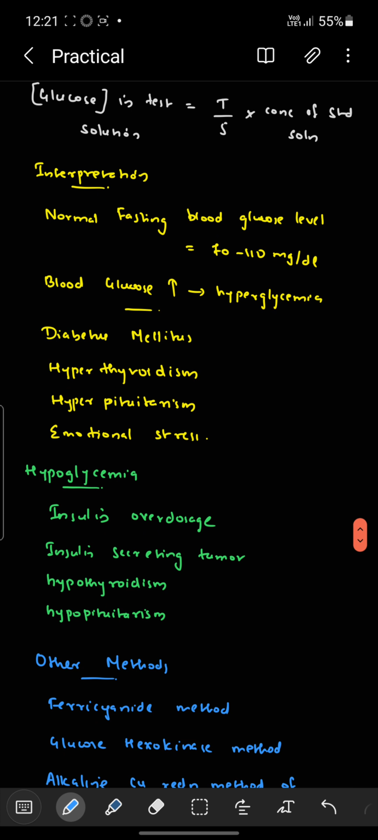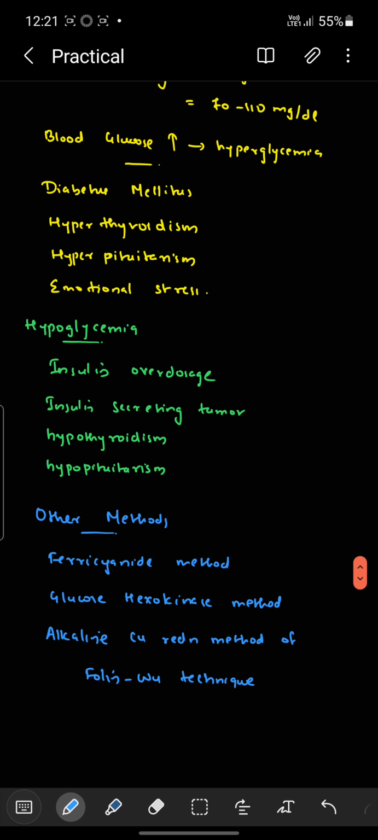A decreased level of blood glucose is found in hypoglycemia. This is seen when insulin is increased, that is, insulin overdosage or the presence of an insulin-secreting tumor. It is also seen in conditions such as hypothyroidism, where thyroid hormone is decreased, and hypopituitarism, especially ACTH.